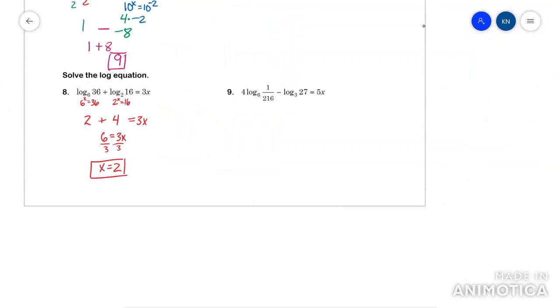And now this last one's kind of challenging. Ignore the 4 at the front. So you end up with 6 to what power is 1 over 216. Well, 216 is 6 cubed. And then to bring it to the top, you have to make it negative. So you get 6 to the x equals 6 to the negative 3. So it's just negative 3 here for this part. Now we can apply the 4. So you get negative 12 for this first part. That's this whole section here.